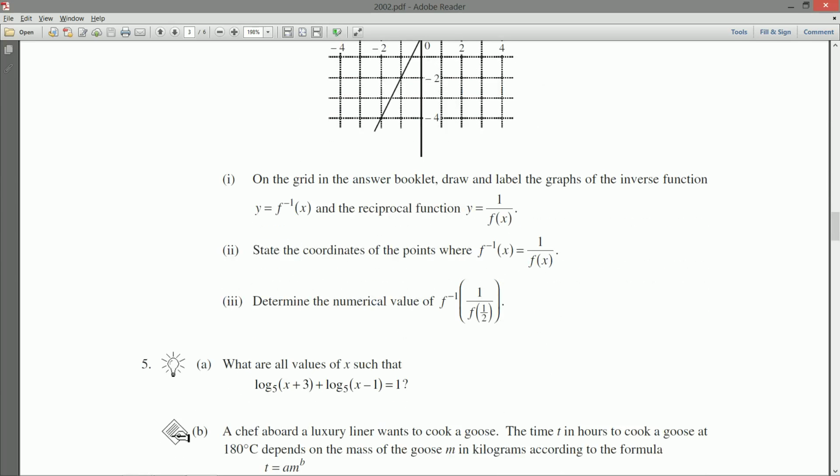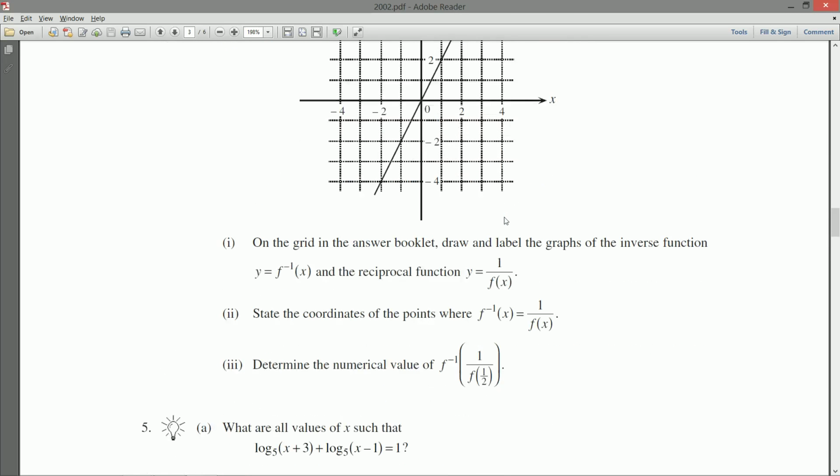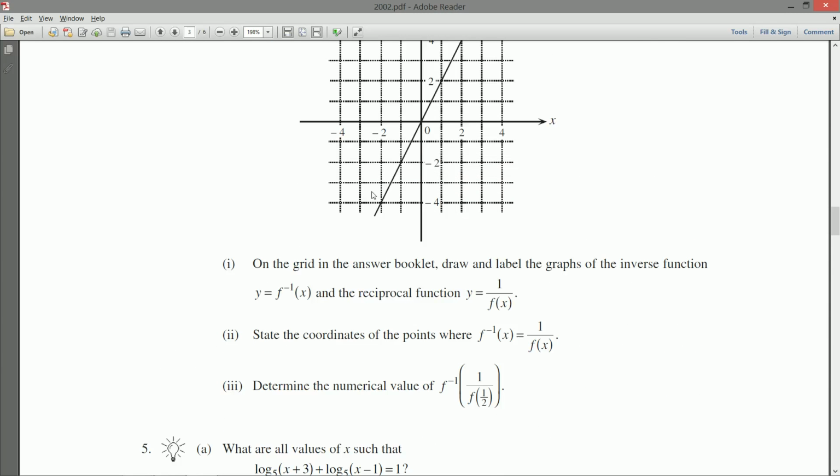And then we need to state the coordinates where these two are equal. And we also need to determine the numerical value of f inverse applied to 1 over f of 1/2. Well, it might be nice to work out functions for these two. So y equals 1 over f of x, that's just going to be 1 over 2x. That's not particularly interesting, although we'll still graph it. But f inverse of x, we could probably actually work out what that'll be. I think it'll be 1/2 x.